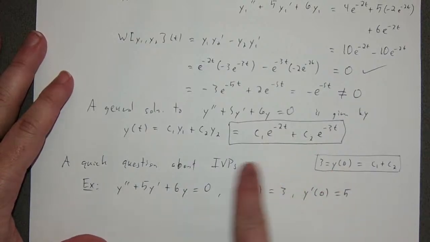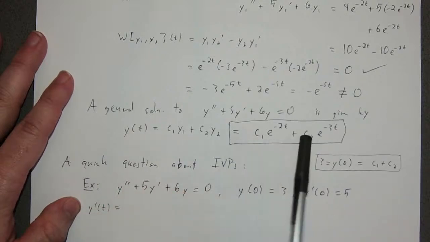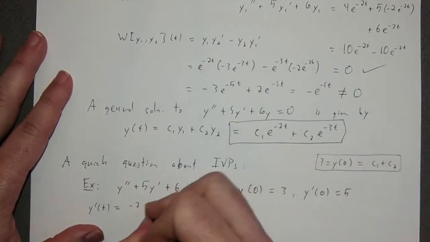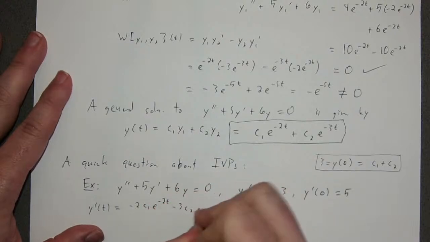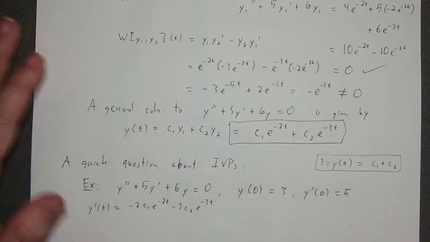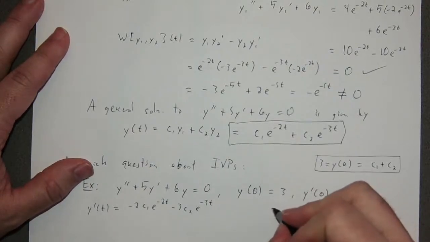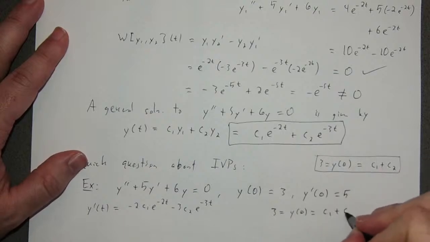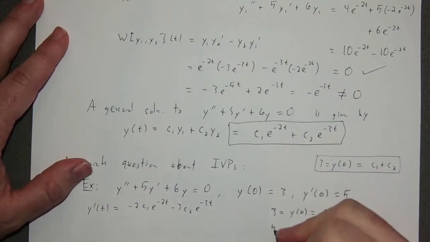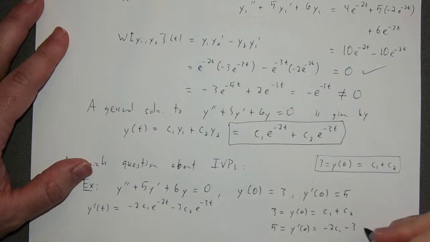I need to take the derivative of y, so y prime of t, in this case, is minus 2c1 e to the minus 2t minus 3c2 e to the minus 3t. And so I impose both of these conditions. So 3 is equal to y of 0, and y of 0, as we saw, is just c1 plus c2. And 5 is equal to y prime of 0, and y prime of 0 is minus 2 c1 minus 3 c2.